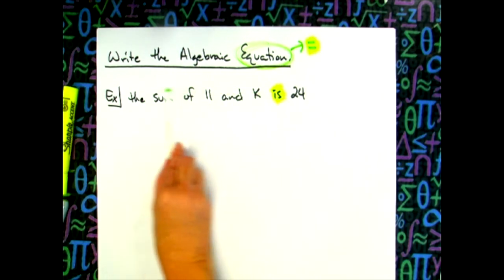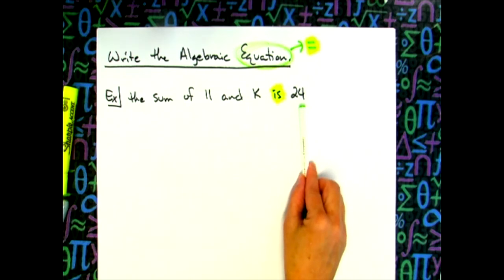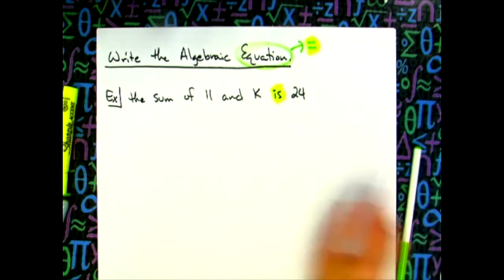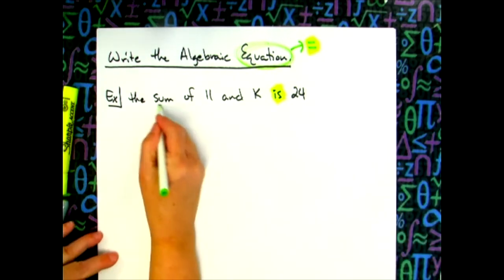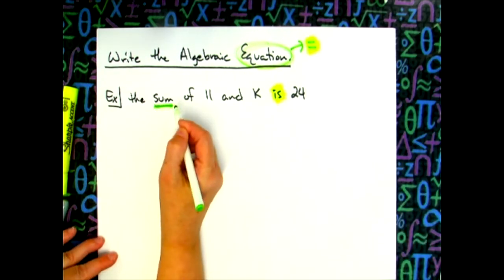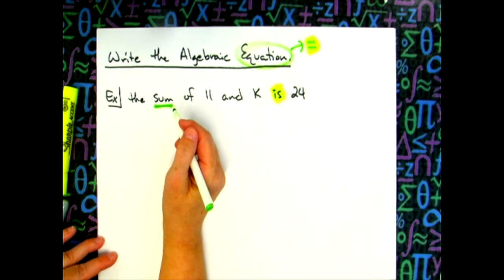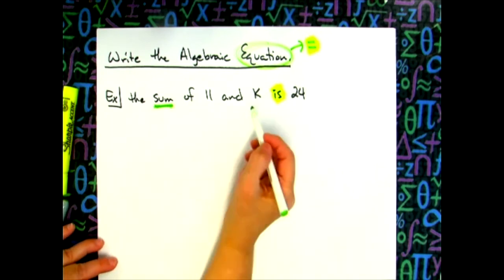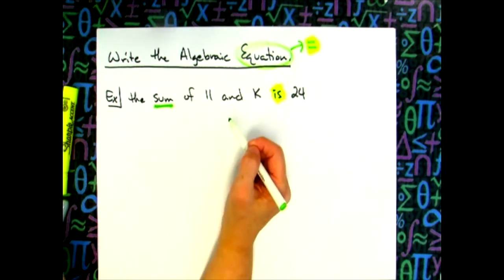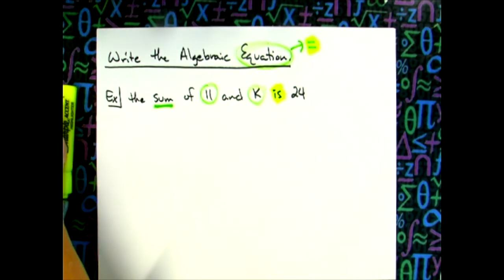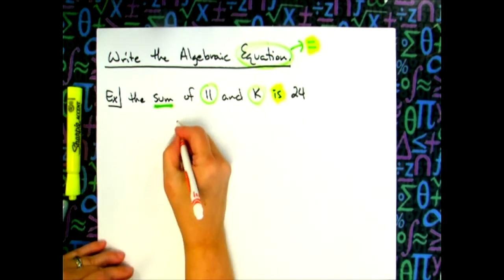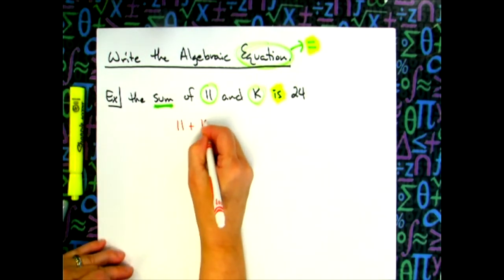I'm going to have a bunch of stuff on the left. I'm only going to have a 24 on the right. I can read this left to right. Hopefully you can look at this and go, okay, we have the word sum, another vocabulary word that means add, subtract, multiply, or divide. Add. What two things are being added? 11 and K are being added. That one's pretty straightforward. I'm just going to have an 11, and I'm adding to that a K.